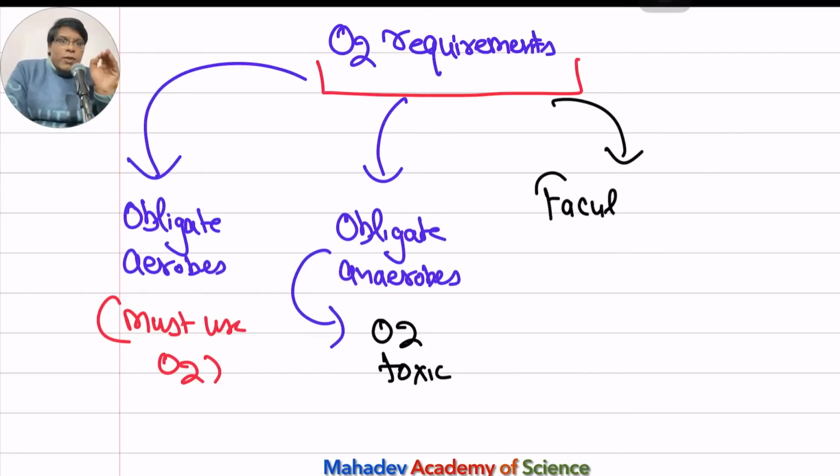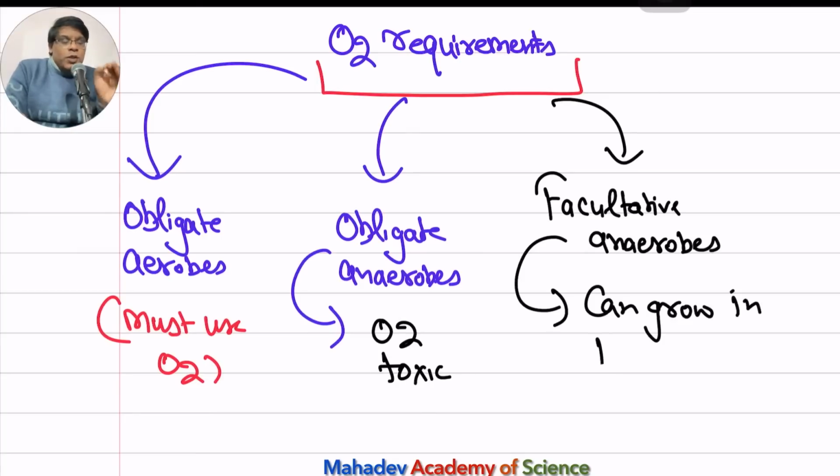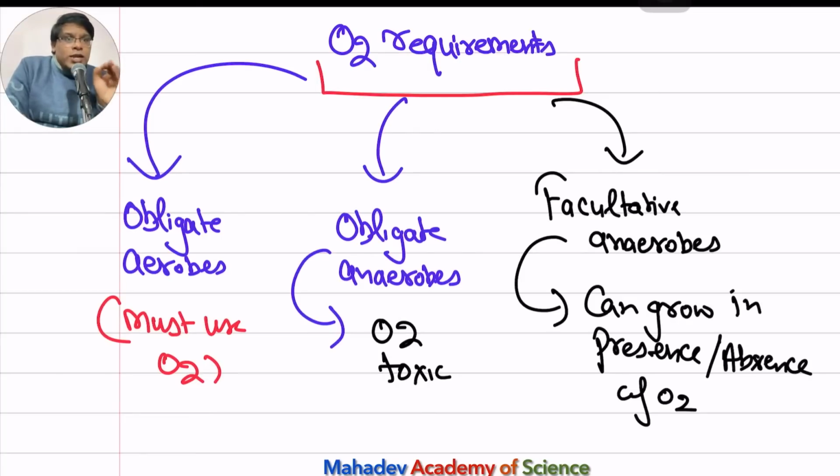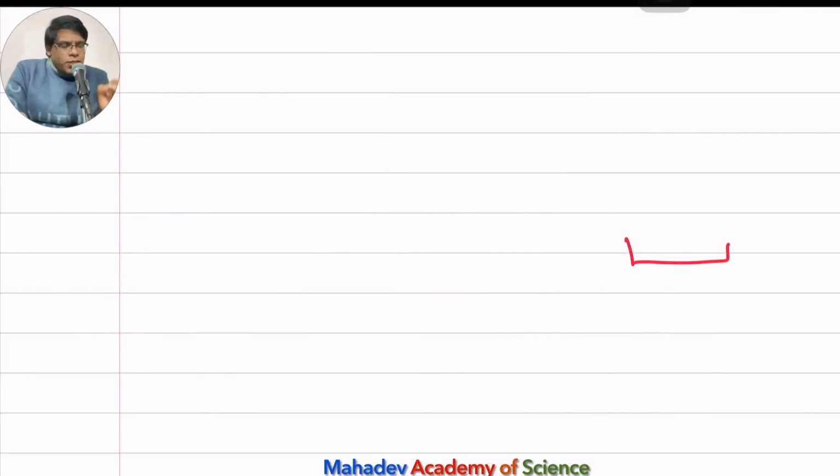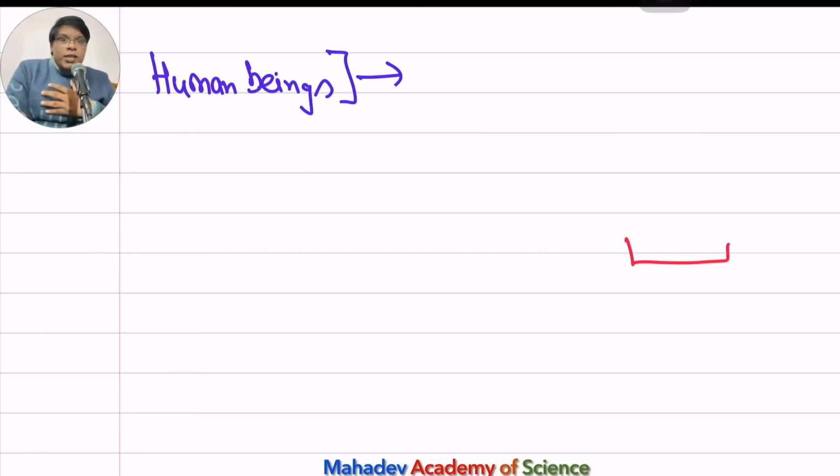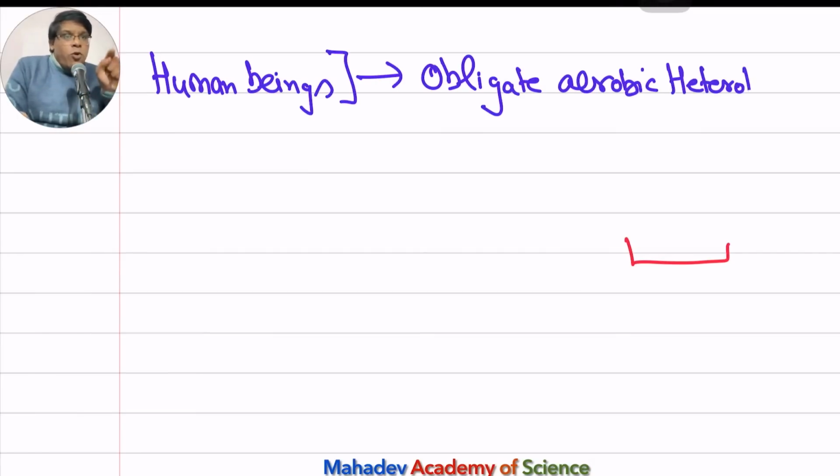In the same way, there are living organisms known as facultative anaerobes, and keep in mind, facultative anaerobes can grow in the presence as well as in the absence of oxygen. So hopefully it must be clear in your mind that we human beings are obligate aerobic heterotrophs.